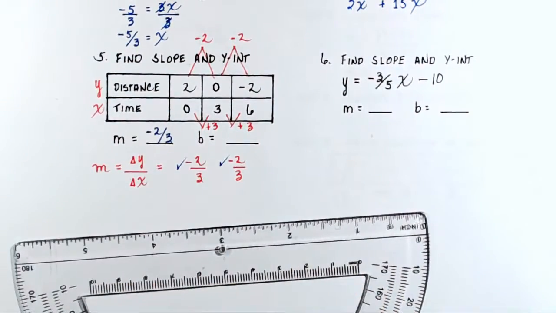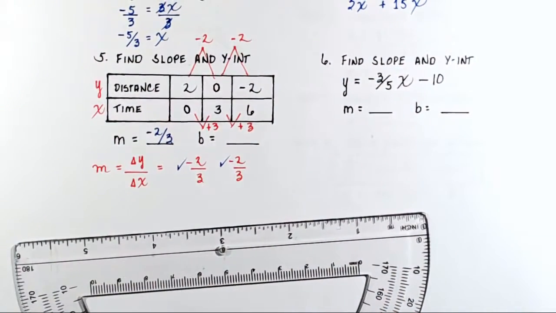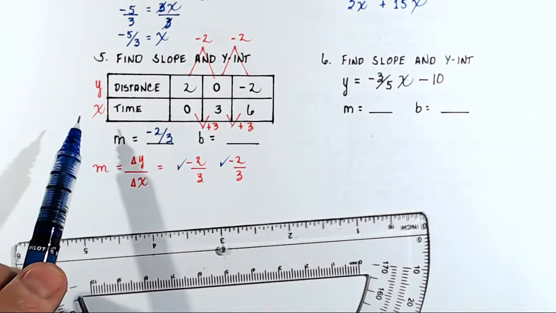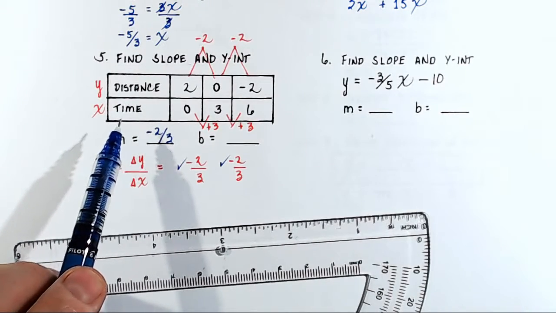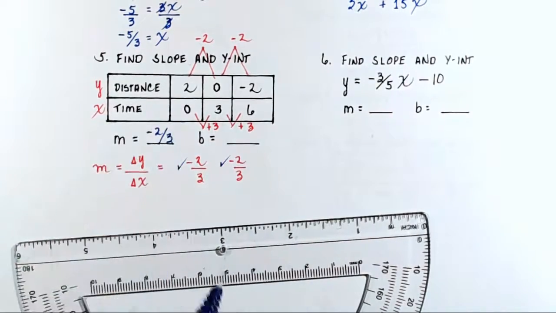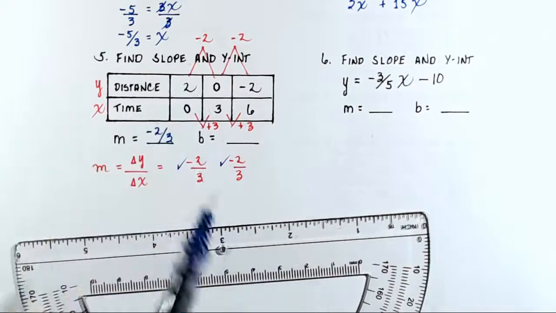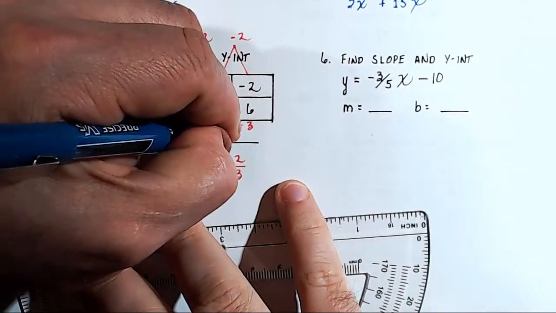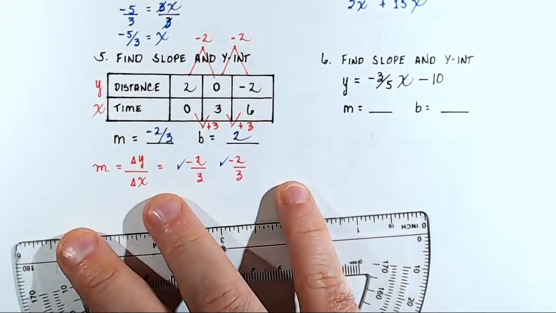How about the y-intercept? Well, this actually makes us think a little bit. We want to find a point where x is 0, because where x is 0, that's the definition of the y-intercept, and I see it here. Where x is 0, y is 2. Where time is 0, distance is 2. So that is the y-intercept, 2.